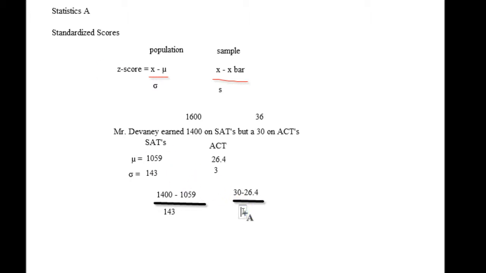If I use my calculator, I go 1400 minus 1059, then divide by 143. I get a Z-score of 2.38 if I round to the nearest hundredth. You can round a little more or less. And then 30 minus 26.4 divided by 3, and this Z-score is 1.2.